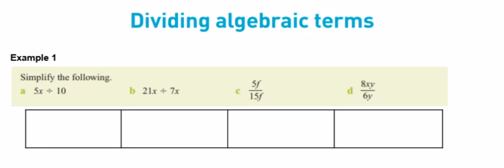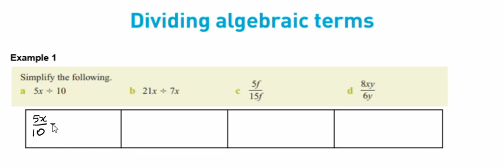So remember, when we divide algebraic terms, we leave the divided by sign out and we rewrite it as a fraction. So I'm going to rewrite 5x divided by 10 as 5x over 10. Now, again, like we did with the multiplication, deal with the numbers and deal with the letters separately.